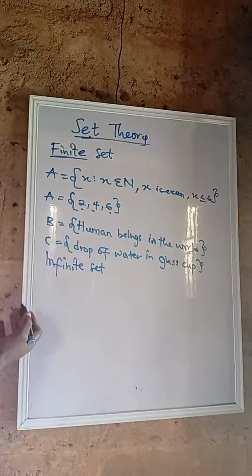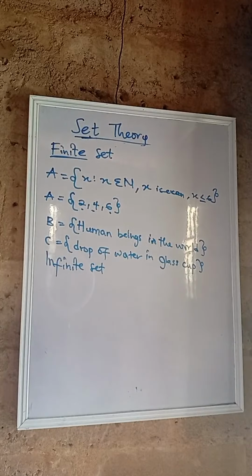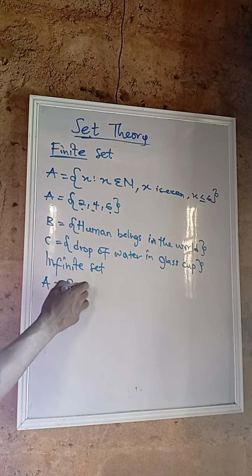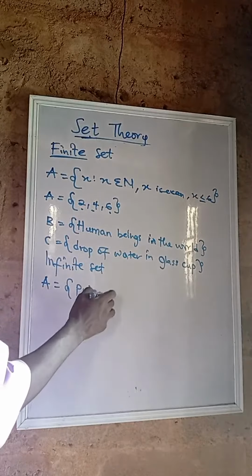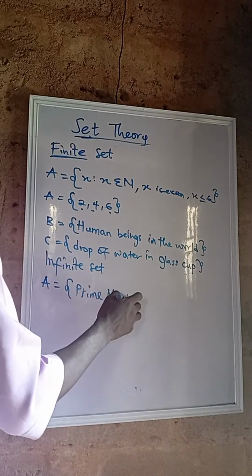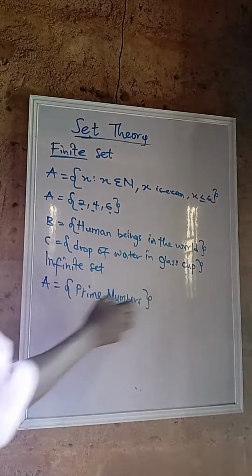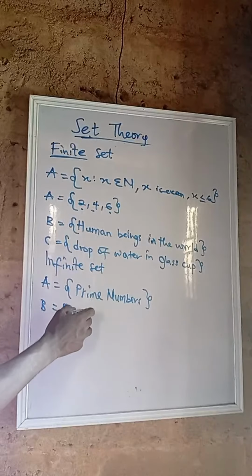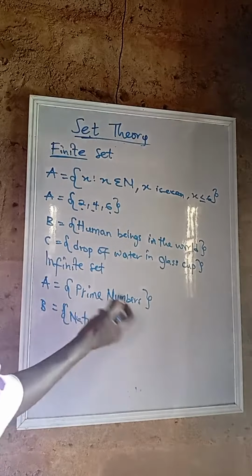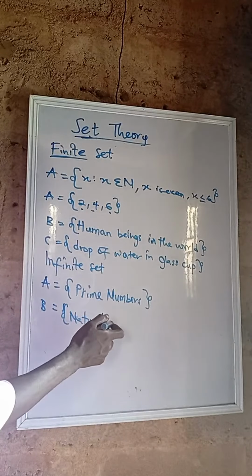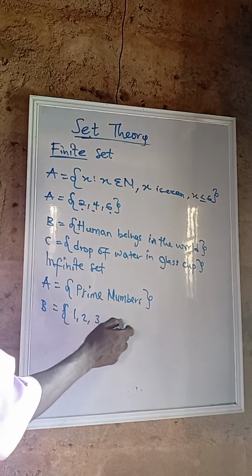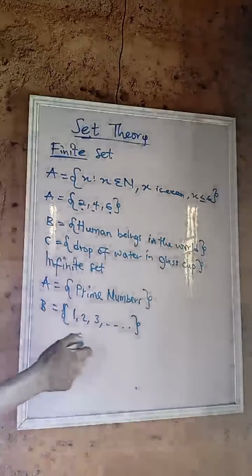For infinite we can say set of prime numbers, okay, you can say natural numbers, you continue and you will not stop. Natural number is from what? 1, 2, 3, and it continues that way, okay.